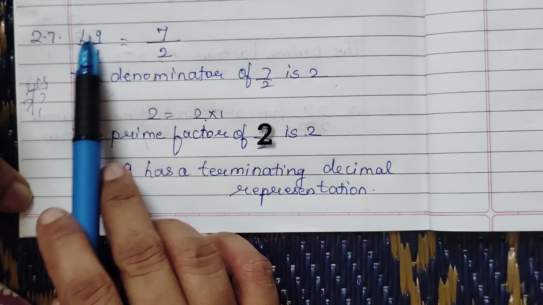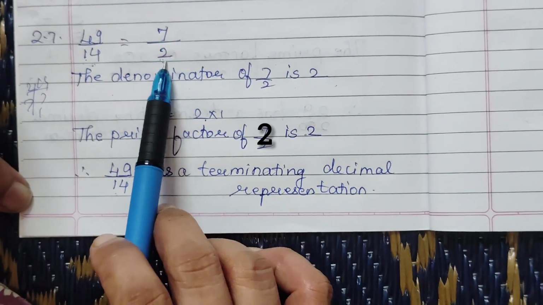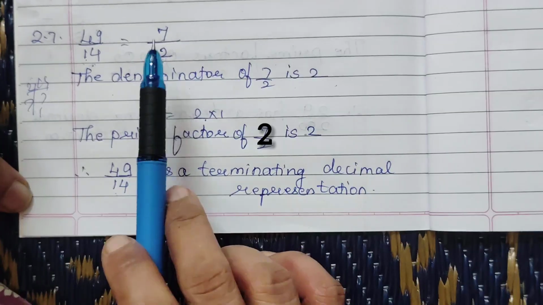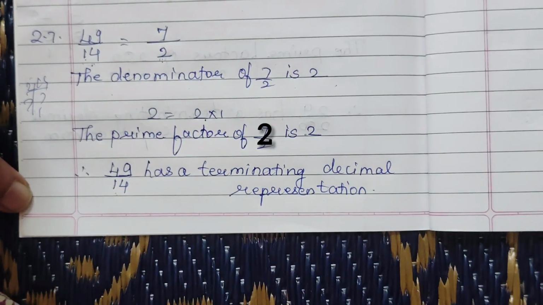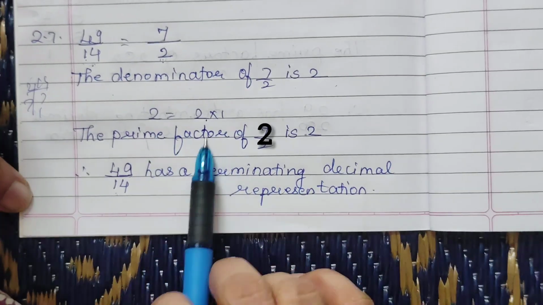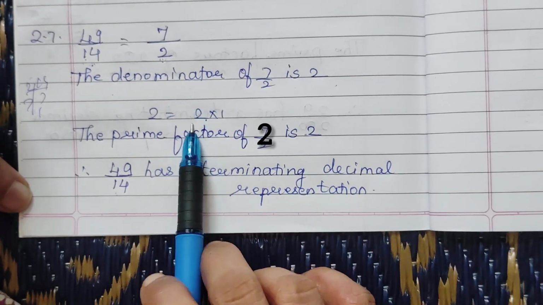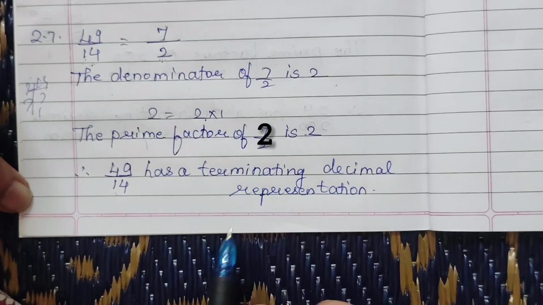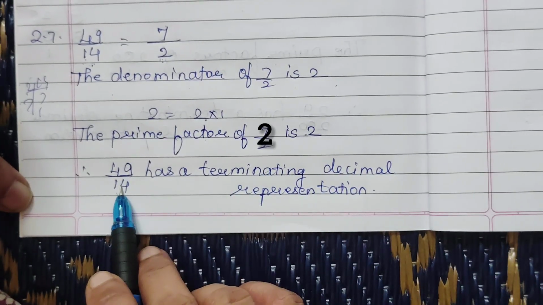So what we did, we brought 49 upon 14 to its lowest form, and we got 7 upon 2. For the denominator 2, we got the prime factor 2. When 2 or 5 comes as the factor of the denominator, it is a terminating decimal representation. And here we'll write the original question.